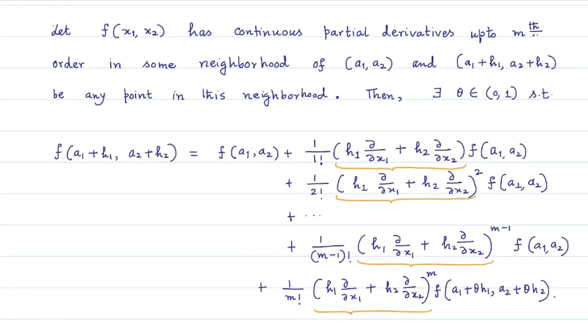Now here, had it been a function of n variables, say f of x1, x2, x3 and so on till xn, then in the left hand side of this expression, in the argument, we will have n many components: a1 plus h1, then the second component is a2 plus h2, the nth component will be an plus hn, and on the right here we will have a1, a2 till an. But this operator will get revised by n many components, given inside this bracket: h1 ∂/∂x1 plus h2 ∂/∂x2 till you have n many variables, ending up with hn ∂/∂xn. Here in the second term, this operator will get revised by the square of this term and so on.